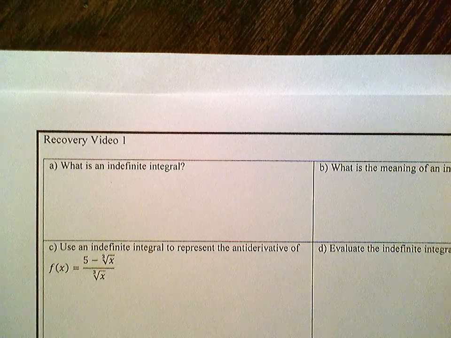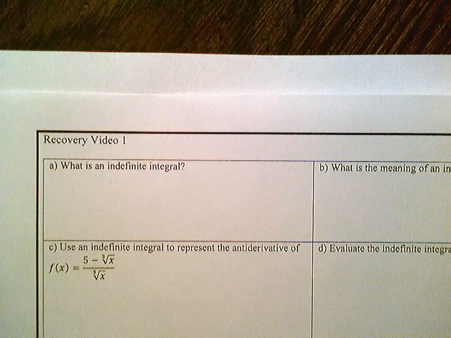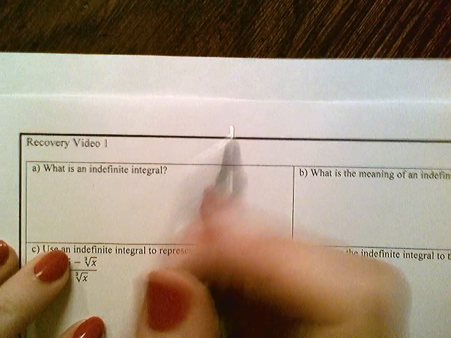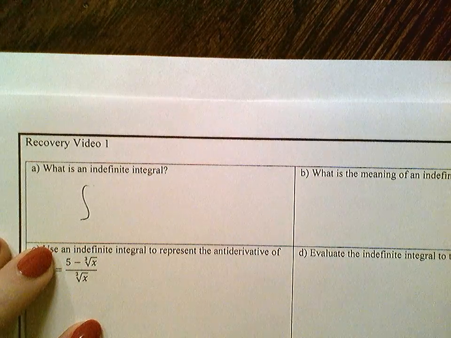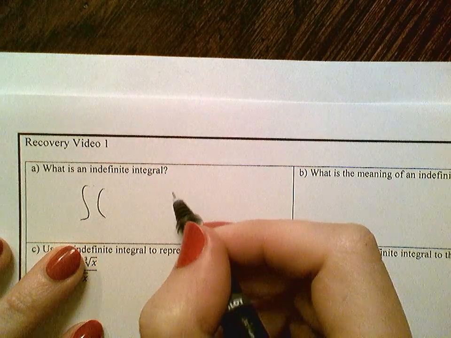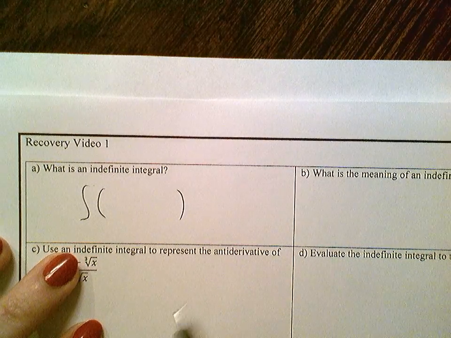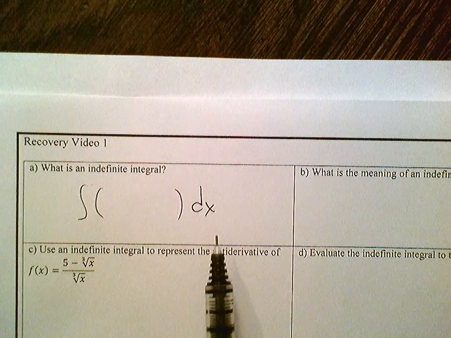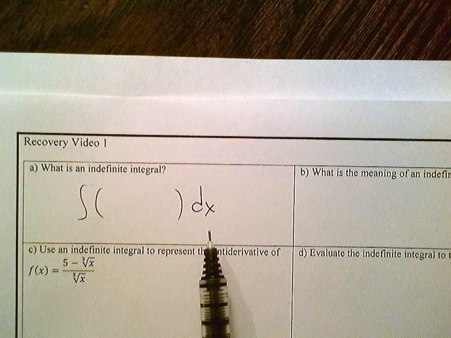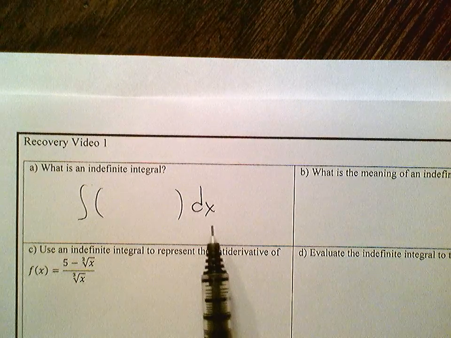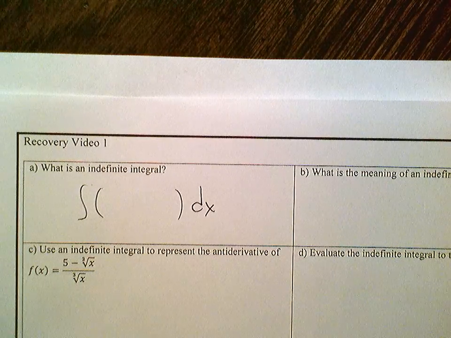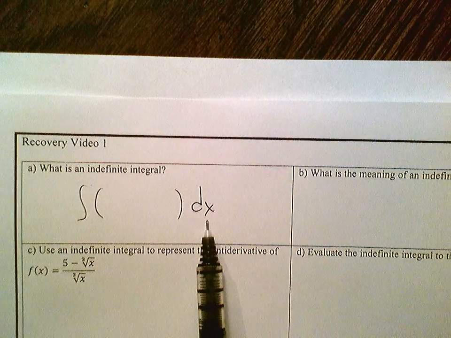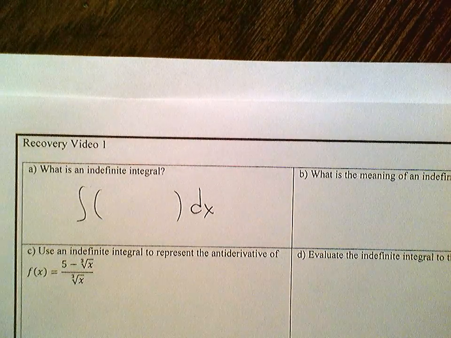So what is an indefinite integral? An indefinite integral looks like this, okay? It's an integral sign, and then, fill in the blank with some function, and then dx. So x is normally the variable that we're working with, but this could be dt, this could be dp, it could be d anything. This just means that the variable that we're working with is x.